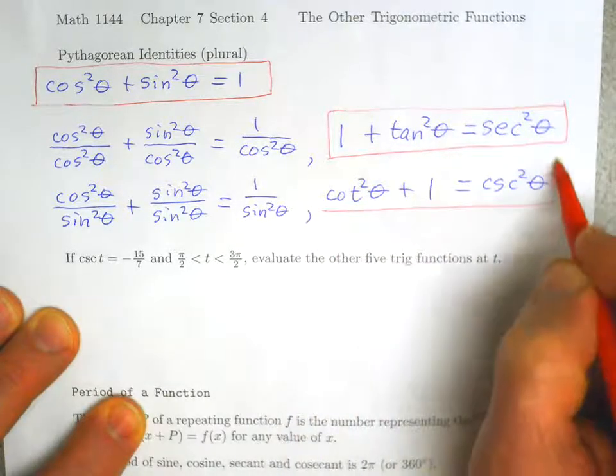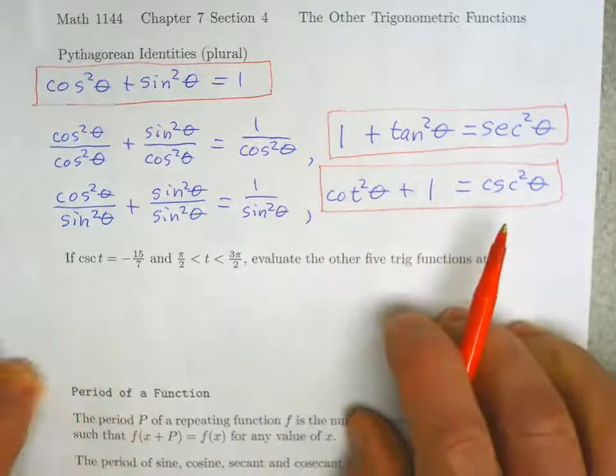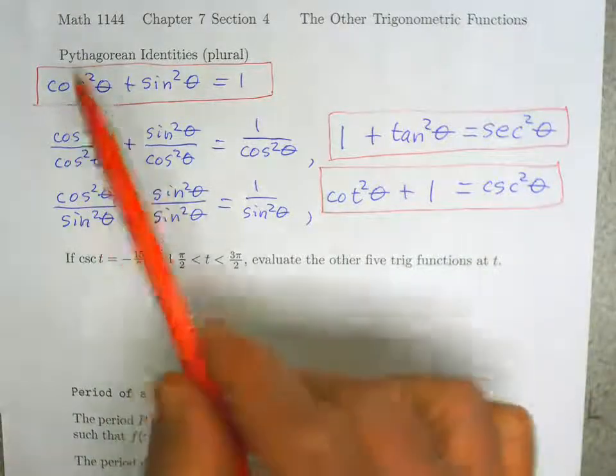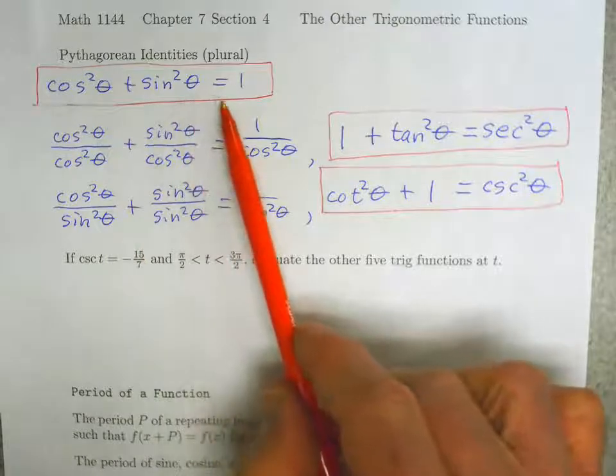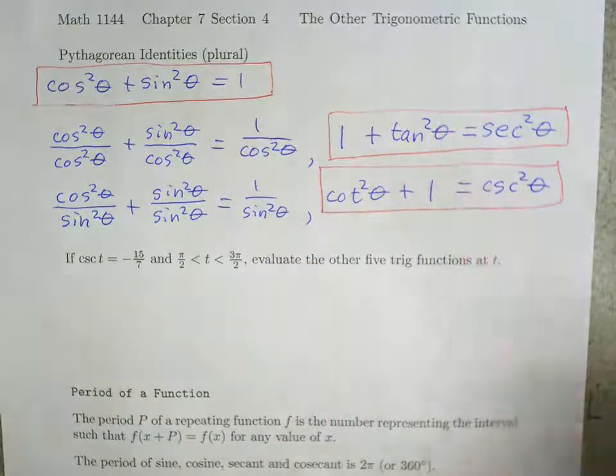Make sure that you know how to find them. So as I said, memorize this one, cosine of theta squared plus sine of theta squared equals 1. And then you can derive the other two whenever you have to.